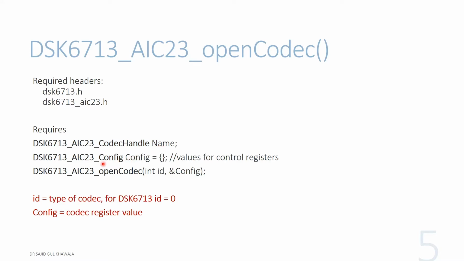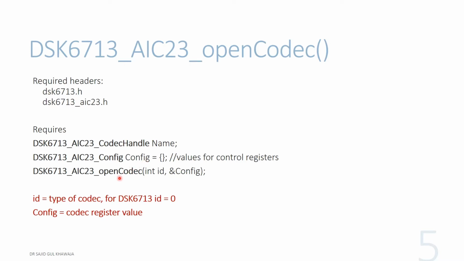Second command that is going to be utilized is the configuration. This configuration essentially defines a variable by the name of config, which will be able to save 10 16-bit values. These 10 16-bit values will correspond to 10 control registers for our AIC23. Finally, once we have declared a codec handle, once we have set the configuration, we can easily open our codec.